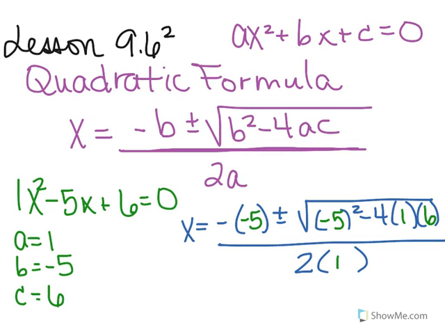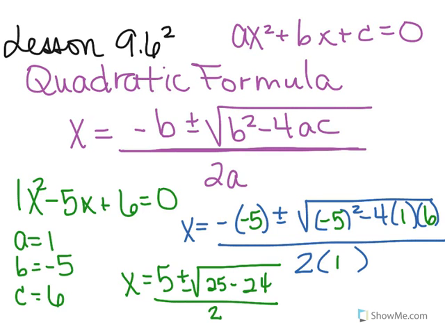Now when you go to simplify this, you've got negative of negative 5, which is going to be x equals positive 5, plus or minus the square root of negative 5 when it's squared is going to be 25. And there's only one minus sign, so it's going to be minus 4 times 1 times 6, which is 24. So it's going to be 25 minus 24, and it's going to be all over 2, because 2 times 1 is 2. So then this is going to be equal to 5 plus or minus the square root of, well, 25 minus 24 is 1, all over 2.